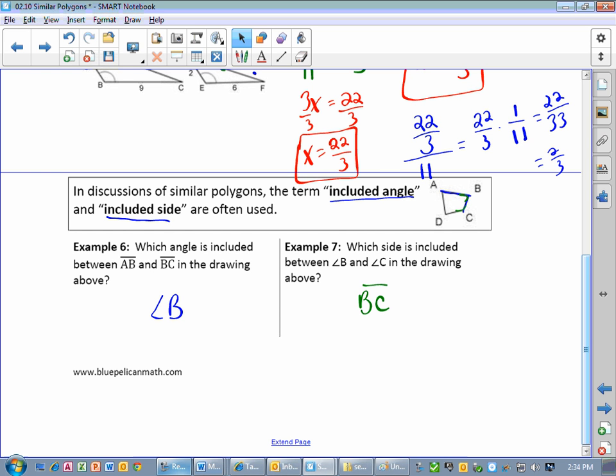No, it's not consecutive angles. Different terminology. This is the included side. So if we say angle B, angle C, and the included side, then we're talking about angle B, angle C, and side BC. That's what we're talking about. It has nothing to do with consecutive angles.